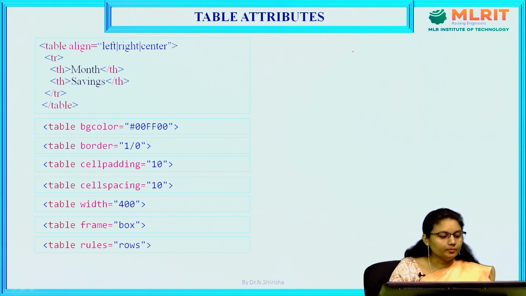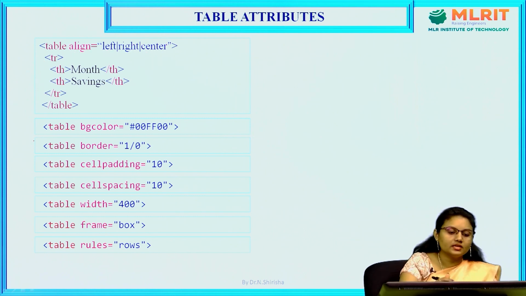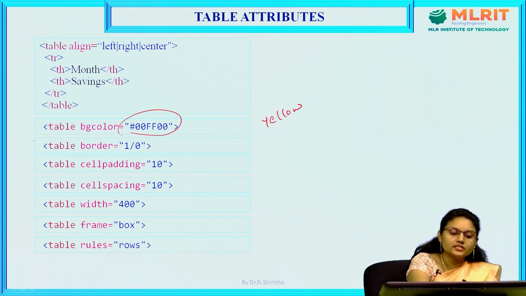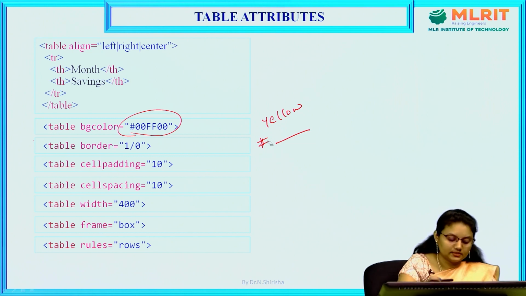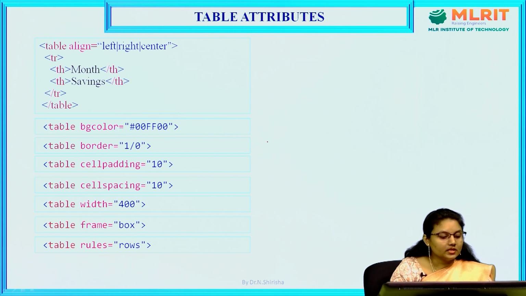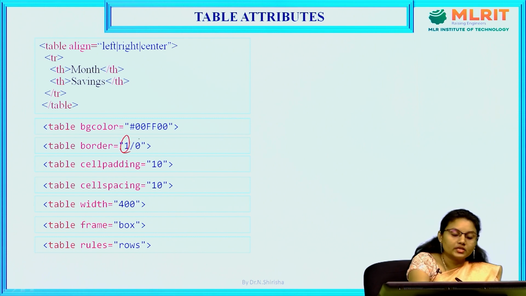Okay, now table BG color is nothing but background color. If you want to mention it like yellow or something, you can give directly. Otherwise, you can give it in the hexadecimal format also. So hexadecimal values of any particular color will start with a hash followed by the value. So that value you can assign here. Then table border, as I told you, 1 for getting a border, 0 for not getting the border.